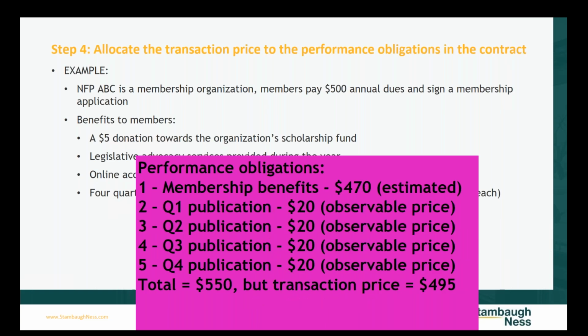So now we've got all of our performance obligations and we've got our standalone prices. So our membership benefits we have now determined are estimated at $470, and we have our 4 publications with observable prices of $20 each. So our total is now $550, but we know our transaction price is only $495 because the member paid $500. $5 is going to the scholarship fund. So our transaction price is $495. We now have to apply a discount amongst our performance obligations.